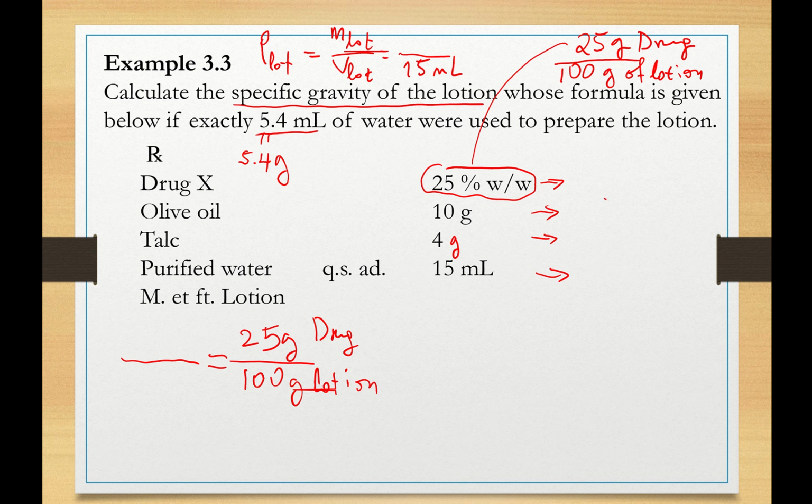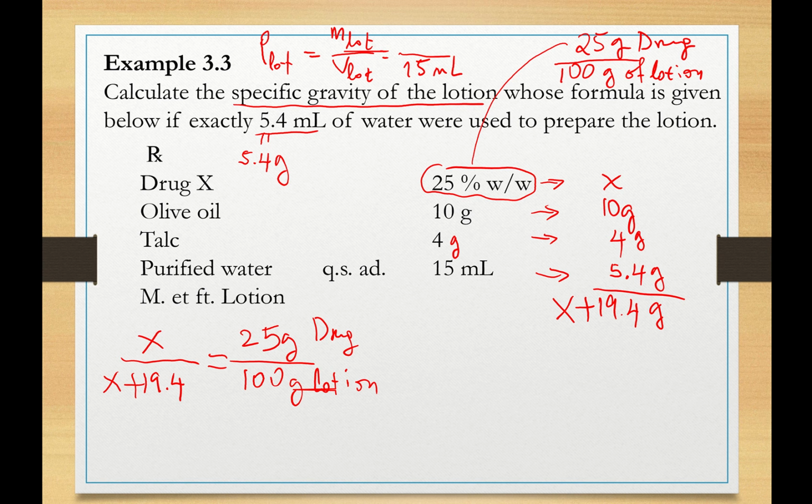So definitely for olive oil I have 10 grams. For talc I have 4 grams. For water I have 5.4 grams. And for drug X, I don't know how much I have, so I'm just going to write X. Then I'm going to add all of them, and that would be 19.4 grams plus X. So my denominator, which is the mixture in lotion, would be X plus 19.4, and my numerator, which is just the drug, is X.